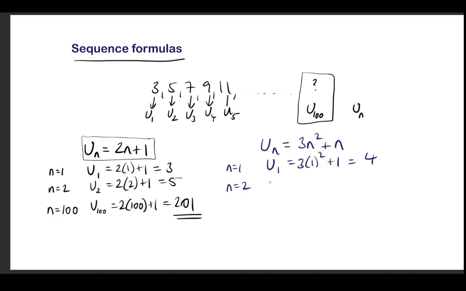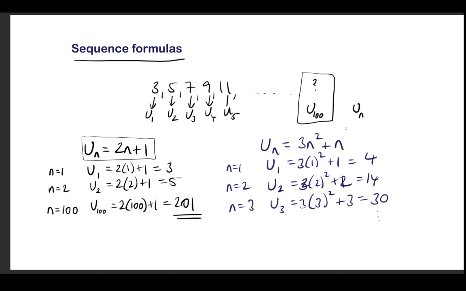N equals 2, U2, 3 times 2 squared plus 2. You're replacing the n by 2. So 2 squared is 4, 3 times 4 is 12, plus 2, that would be 14. I'll just do one more. N equals 3, so U3 is 3 times 3 squared plus 3. N is 3, so that's going to be 9, 27, 30. And you just carry on like this.